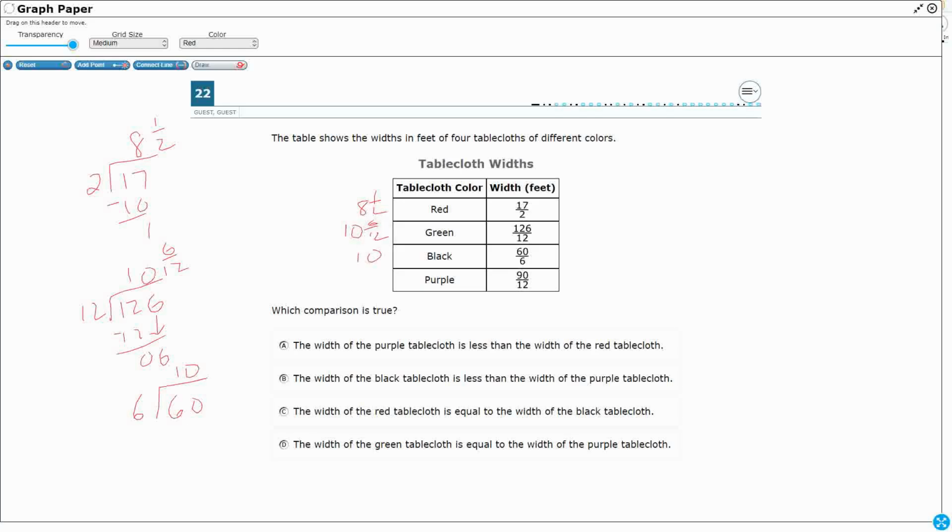I've got 10, and then purple would just be 12 into 90. And that goes, let's see, 7 times. That's going to be 84. Remainder goes on top, 7 and 6 twelfths. If you look at these as mixed numbers, you can also compare 8 to 10. These would be the only tricky ones, but either way, your answer is going to be A.